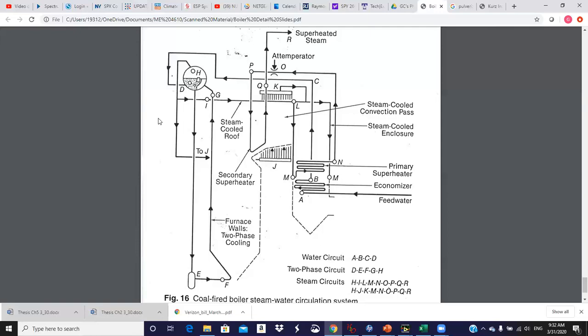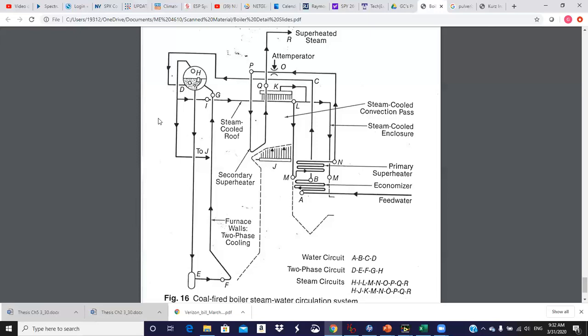And then from L, we have additional steam cooled enclosure. And so I to L to M. Then M is the primary superheater, which is M to N. And then we're going to come out and we're going to go back to O, which is the secondary superheater, which is closer to the drum. And we're going to come out. I guess we go to P, getting this backwards. Where's O? Oh, no. Well, I take it back.